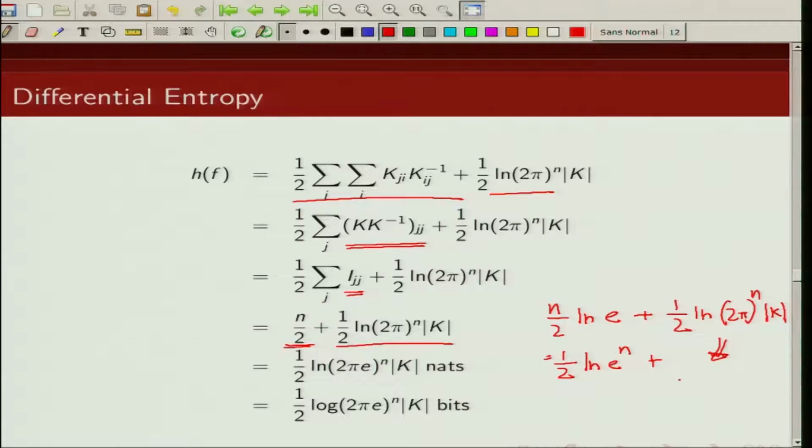So now I have half log of this particular term here. So log of a plus log of b kind of form. So this can be written as log of ab. So this can be combined into this. Now if I write it in terms of log to the base 2, I get my differential entropy to be this. So for a multivariate normal distribution with mean mu and covariance matrix K, the differential entropy is given by this.